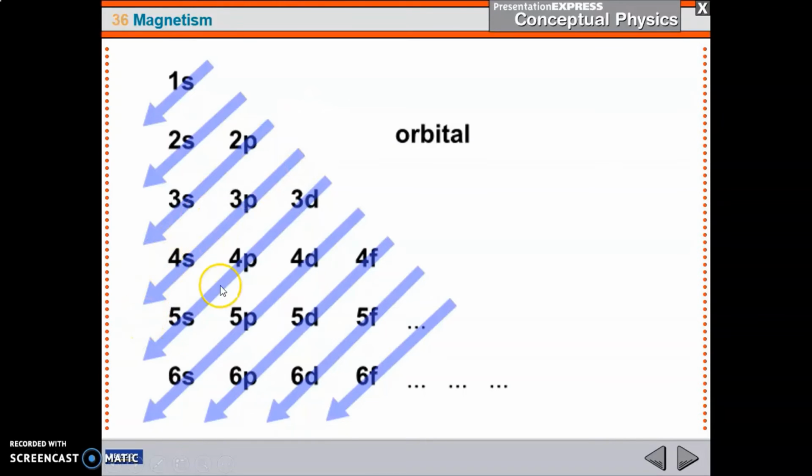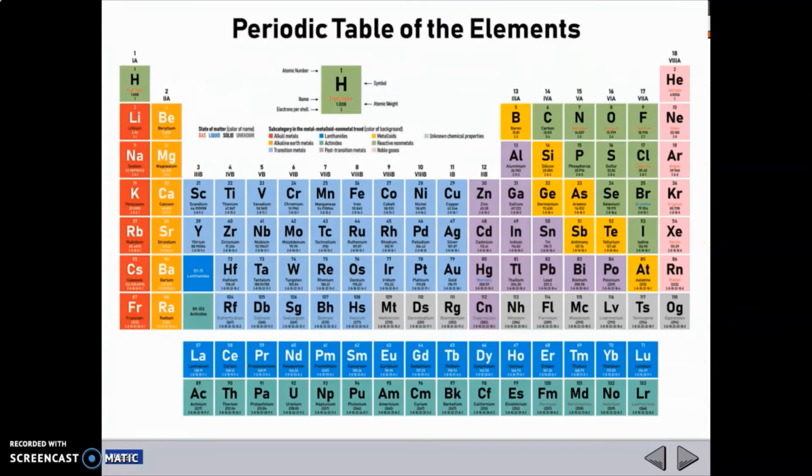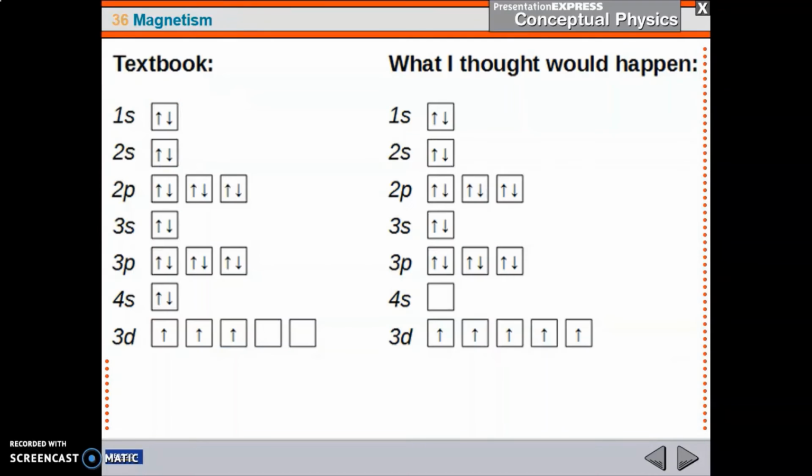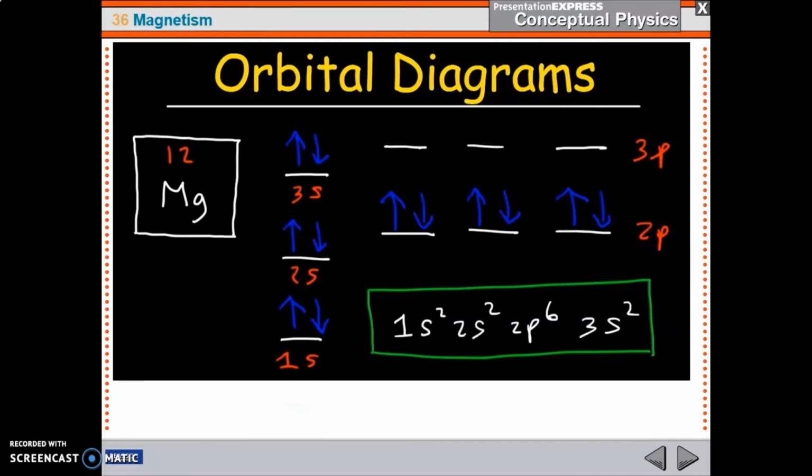I'm not saying you have to know how to do this. I'm just showing you this so that you remember doing this in chemistry class. You did a whole bunch of this stuff. Okay? So now I want to come to the periodic table. And what did we say?